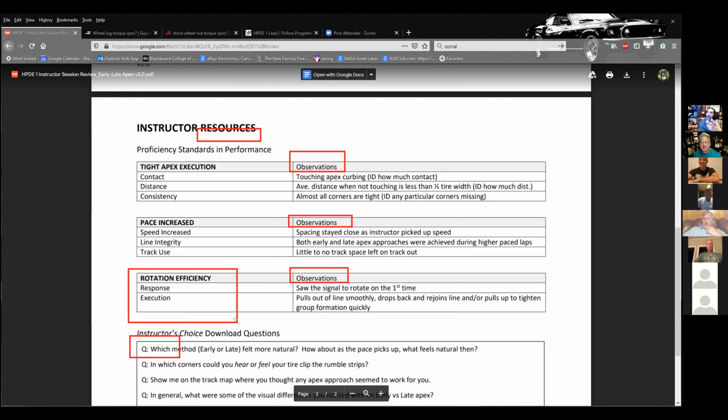Okay. So that rotation, you're going to work on your drivers to make that rotation really efficient. Because if it's really slow and sloppy and lazy, it's going to be hard for you to work with those two drivers. The smoother and the more efficient they make that rotation, the easier the rest of your day is going to go. So you're going to be making these observations. You're going to be looking for this kind of stuff all weekend long.